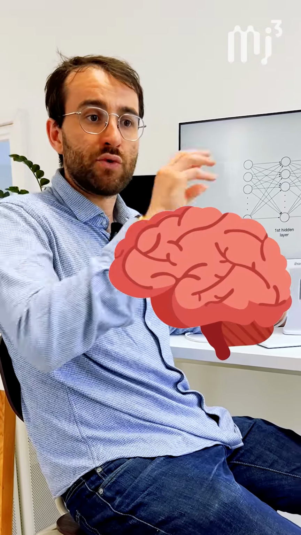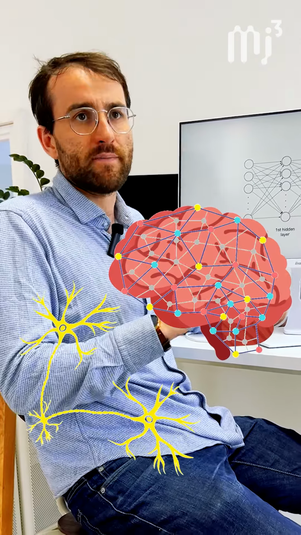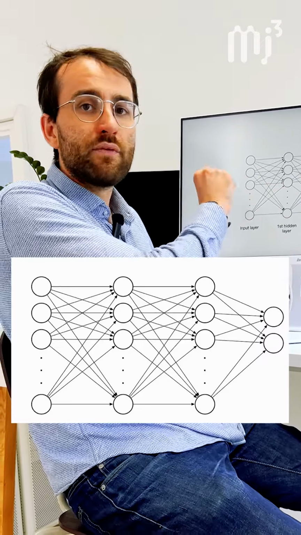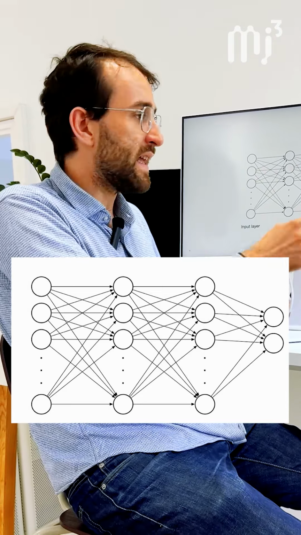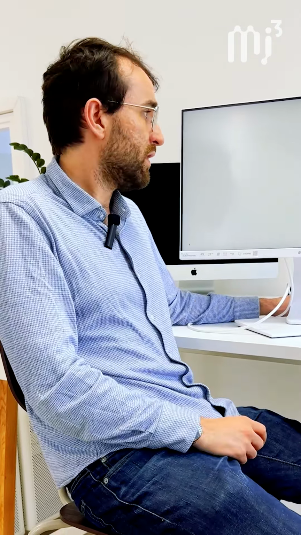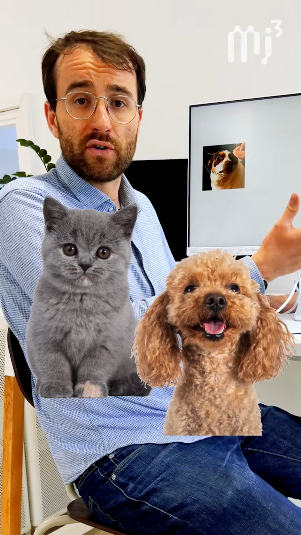And the brain has neurons that are connected to each other. Here, the neural network is depicted like a graph, and every circle is a neuron, and they are connected to each other. So let's take a concrete example. Let's try to make this algorithm learn how to recognize cats and dogs.